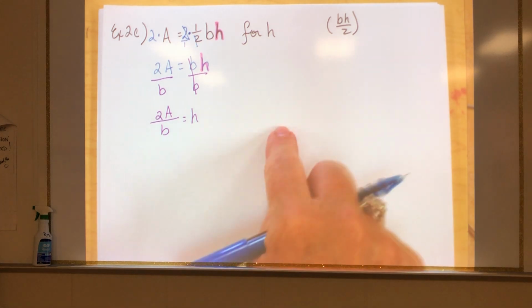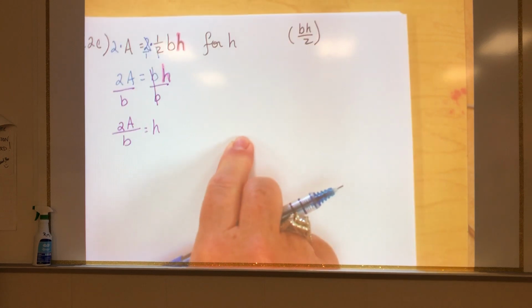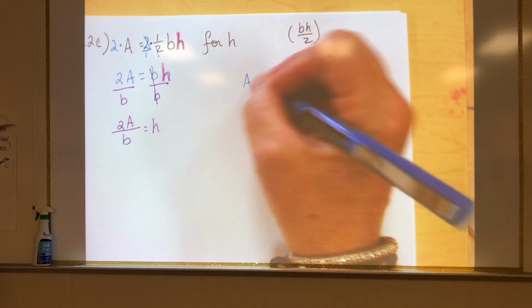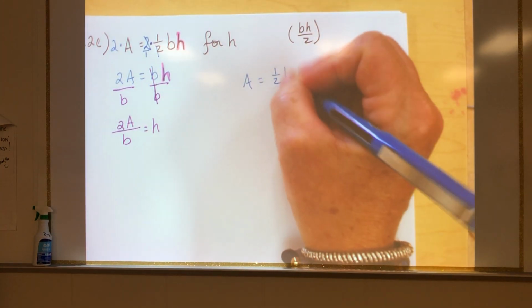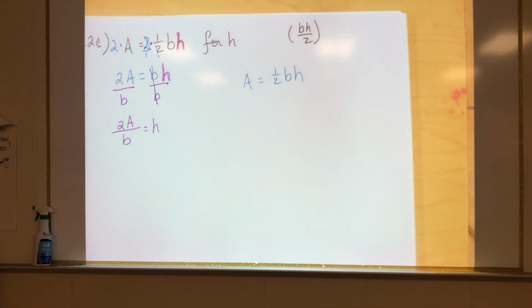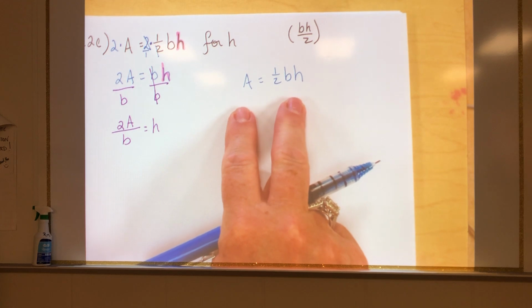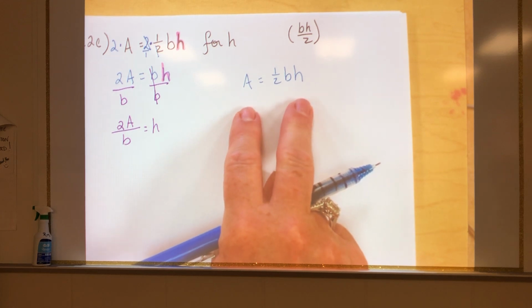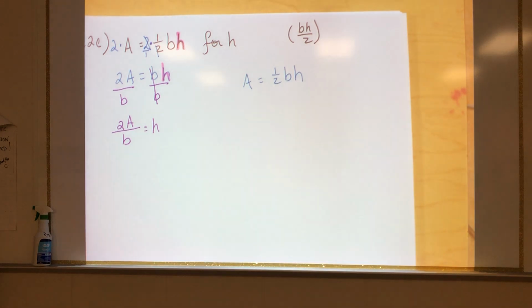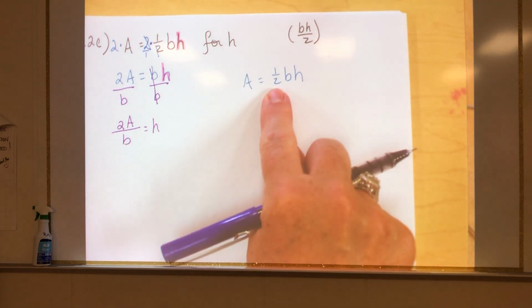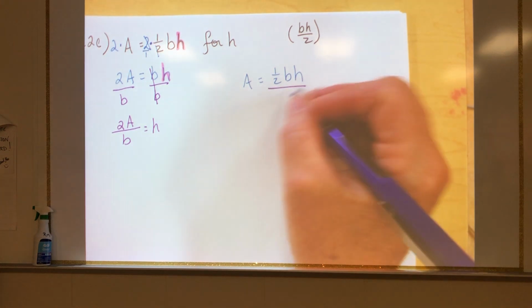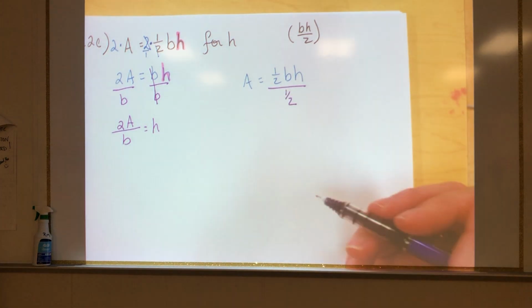All right, so I'm going to show you what's going to happen sometimes. So A is equal to 1/2 base times height. Here's what's going to happen. I came to take my test. I got this problem, and I'm like, oh, crud. She did a problem just like that in class. Oh, what did she do? I can't remember. She got rid of that 1/2. Okay, so I'm going to divide by half. Is that legal?